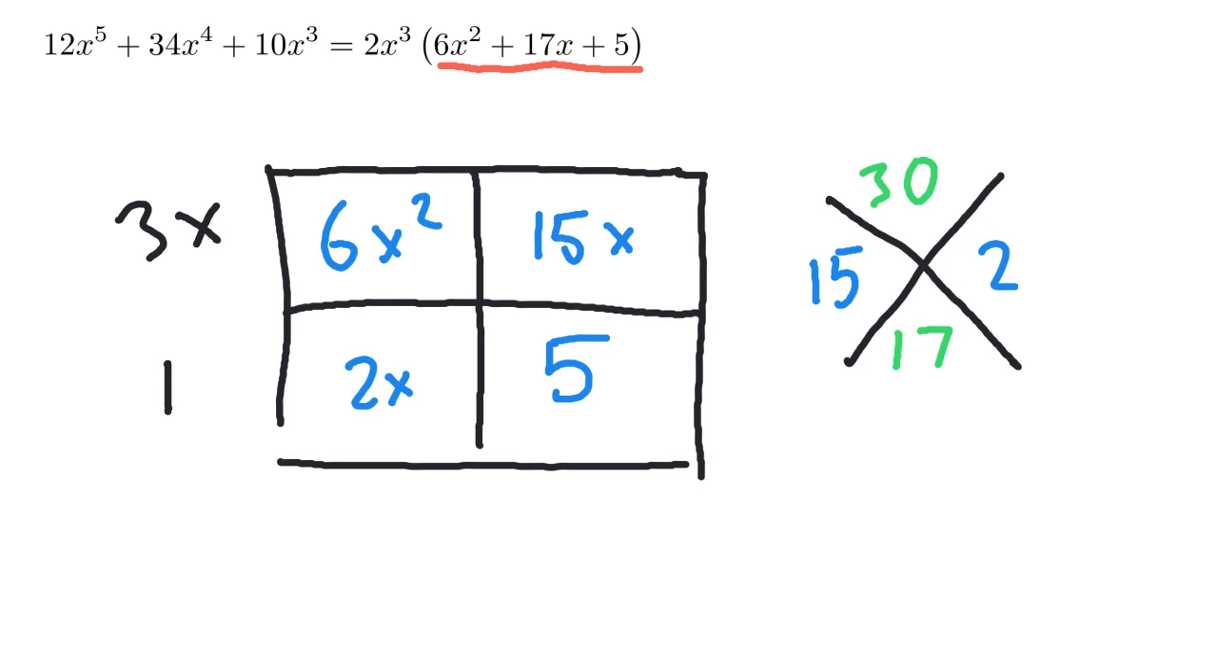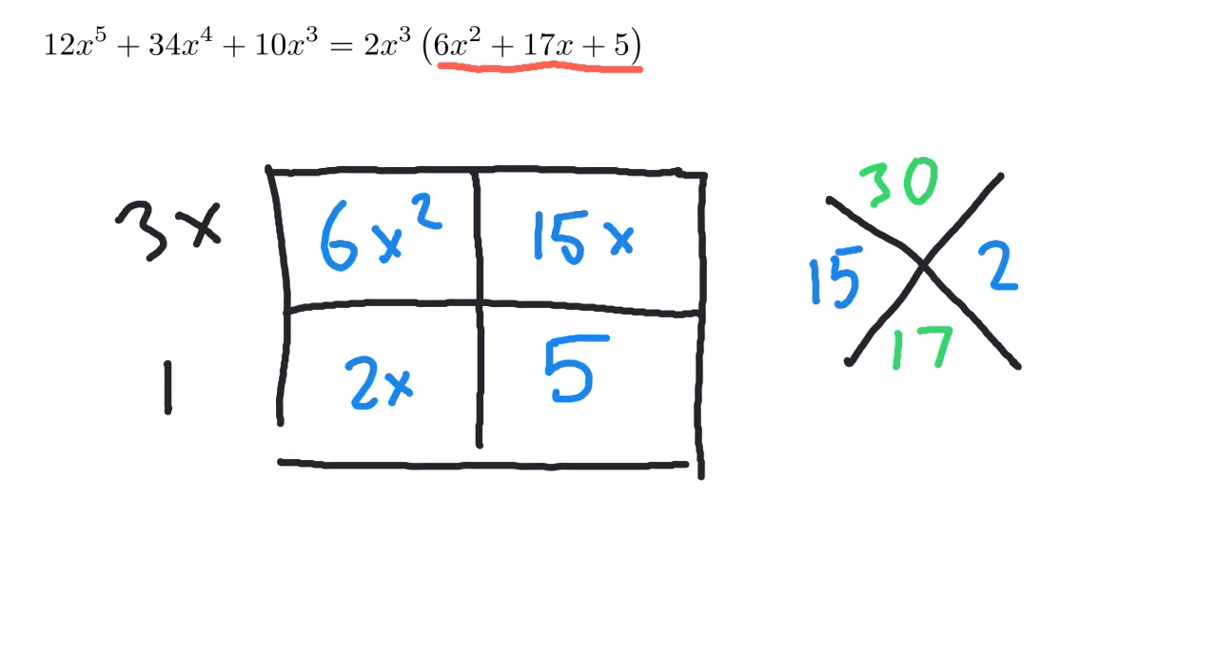What about the x's? Well, this first term, 2x, has x to the first, has an x in it. The 5 doesn't have any x's, however, so they don't have any x's in common. So the GCF of the second row is just 1, period, no x's.